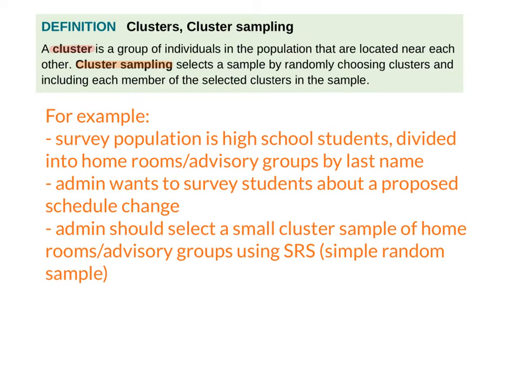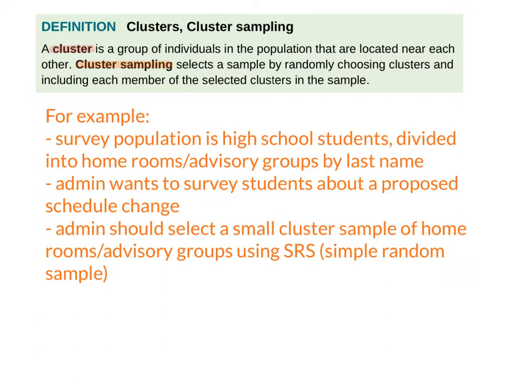Now, sometimes simple random sampling or stratified random sampling are harder to use because populations can be really large and spread out over a wide area. Something that would help in that situation is to use what we call cluster sampling. That's when individuals in a population are, quote unquote, near each other. That's the idea of cluster sampling, right? They cluster together. So what is a cluster? It's a group of individuals in the population that are located near each other. So distance is key here. They're close to each other.